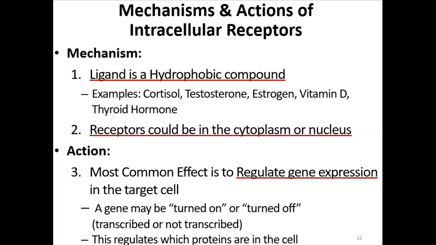So the target cell is going to change what genes are transcribed. A gene will either be turned on or turned off. And what that means is it will either be transcribed so that a protein will be made, or when turned off, it won't be transcribed, so that protein that it codes for will not be made.